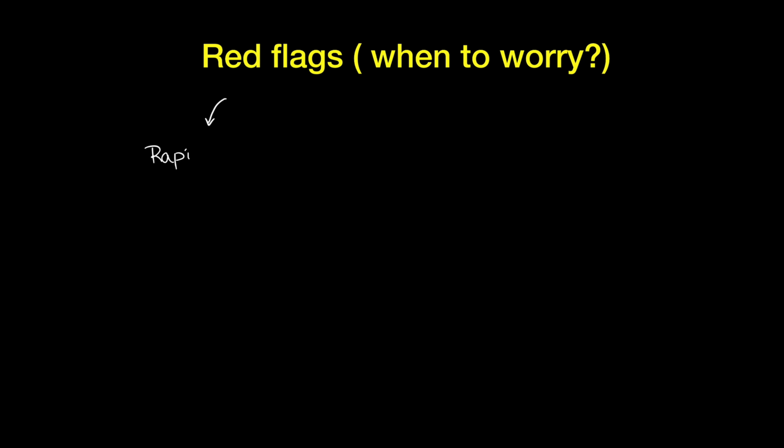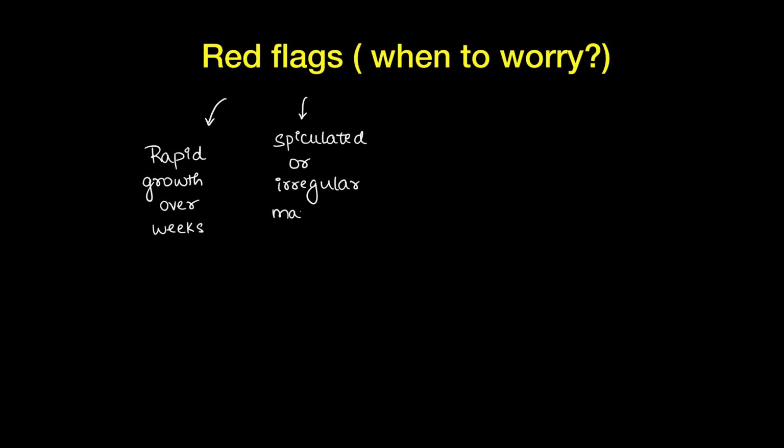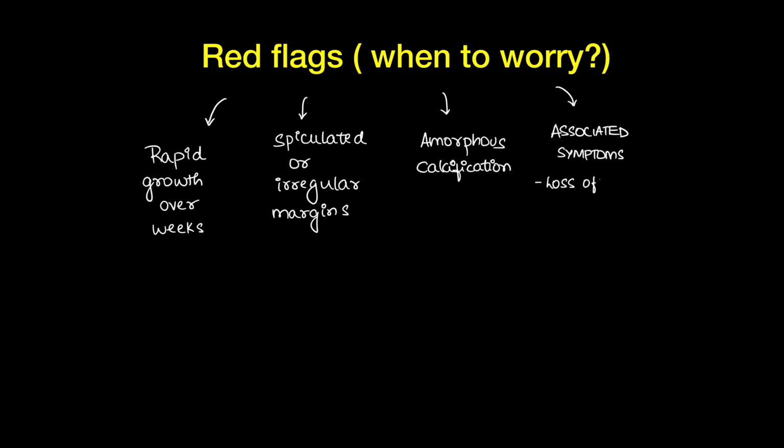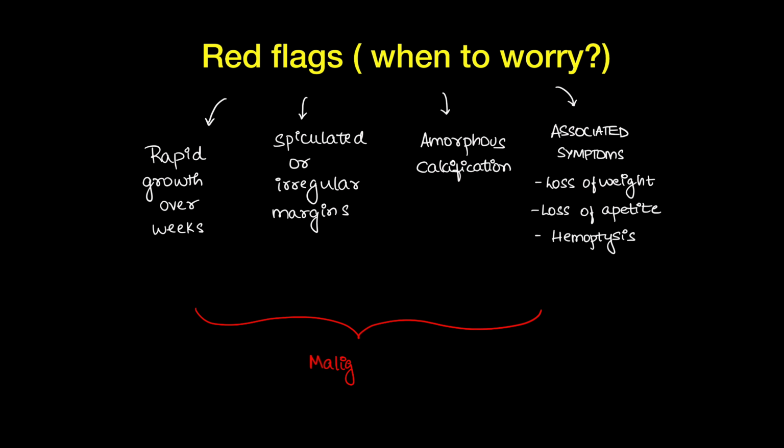Next we will see what the red flags in the nodules are. Rapid growth over weeks, spiculated or irregular margins, and amorphous calcification, usually seen on CT, and associated symptoms in patients like loss of weight, loss of appetite and hemoptysis are danger signs.